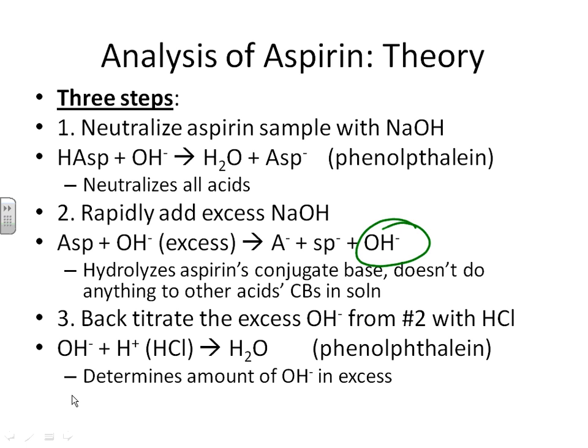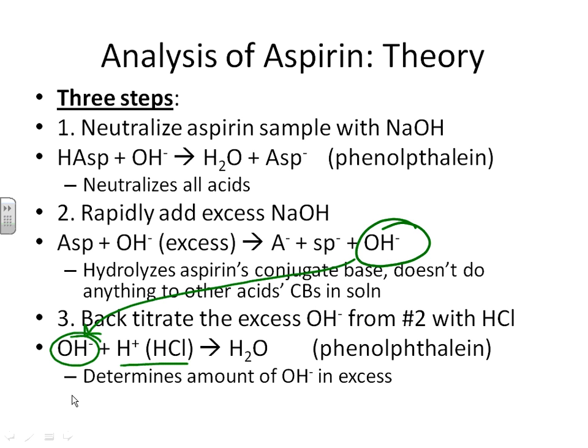In the third step, this is our back titration. We still have the same flask. We titrated initially with sodium hydroxide. We then added a whole bunch of excess sodium hydroxide to hydrolyze the aspirin's conjugate base. Now we want to figure out how much of the hydroxide we added in excess. This is the back titration. We now have all this excess OH minus here, which we are going to react with hydrochloric acid to make water. That's what the back titration is.